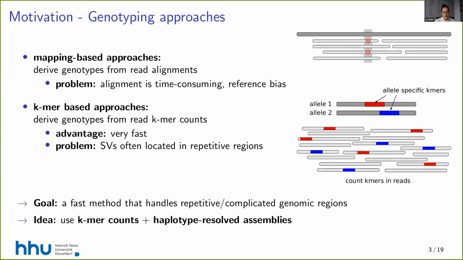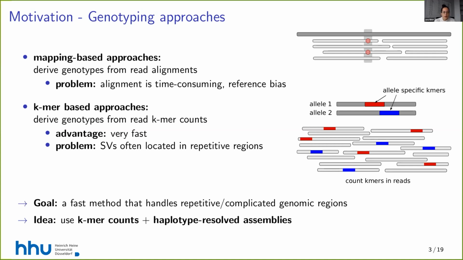The second class of approaches is k-mer-based approaches, where the idea is that we derive a genotype from k-mer counts in the reads. So if we have alleles that we want to genotype, we can define allele-specific k-mers and count these k-mers in the reads. And based on the counts of these k-mers, we can decide on a genotype. The advantage is that it's much faster compared to mapping-based approaches because we don't have to align the sequencing reads. But the problem here is that SVs especially are often located in repetitive regions of the genome, which might make it impossible to even find allele-specific k-mers because they keep repeating.